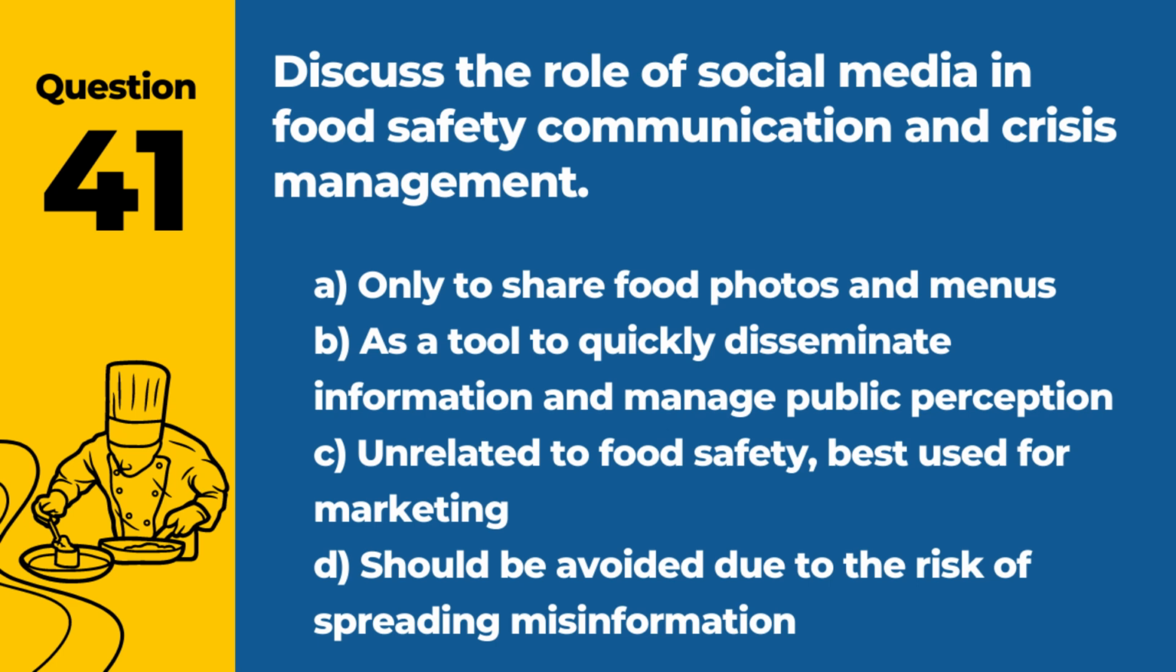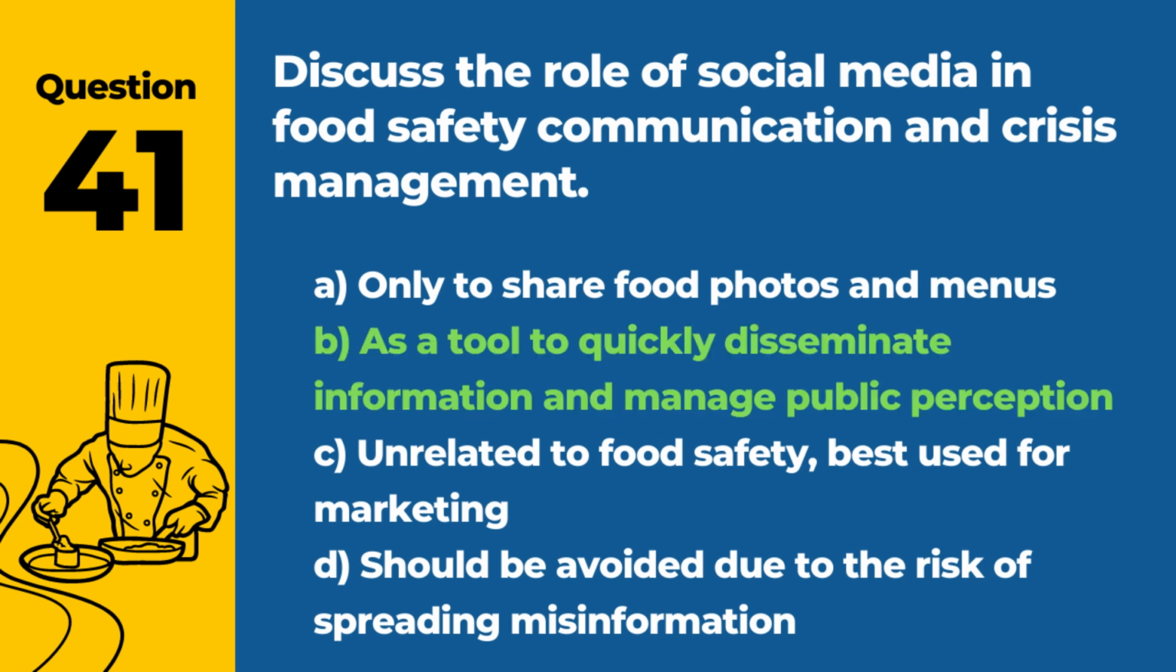Question 41. Discuss the role of social media in food safety communication and crisis management. A. Only to share food photos and menus. B. As a tool to quickly disseminate information and manage public perception. C. Unrelated to food safety, best used for marketing. D. Should be avoided due to the risk of spreading misinformation.